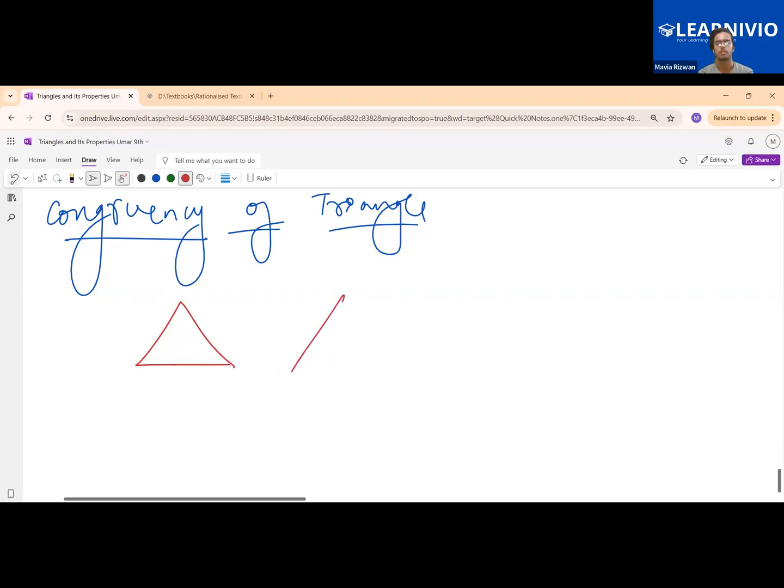suppose I pick up this one and I place it on the other, they will exactly overlap. Those are congruent triangles; basically, they are congruent figures. Let's name this triangle ABC and this one PQR. In congruent triangles, every side and every angle is equal. Only then will it be a congruent triangle, right?